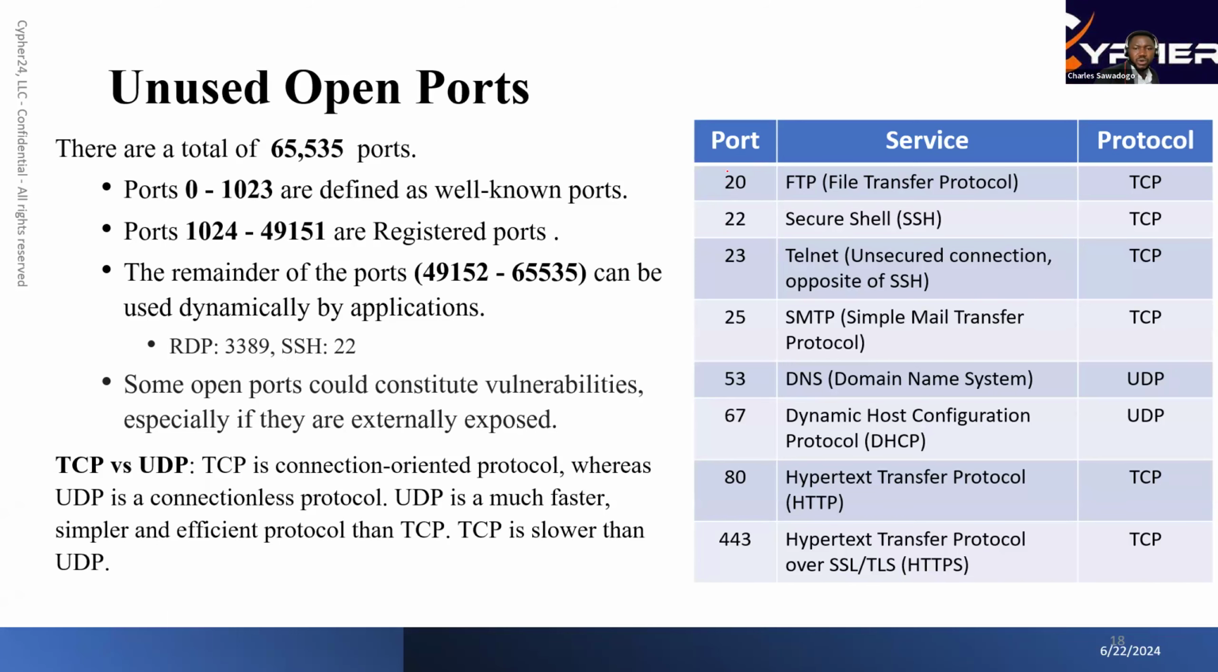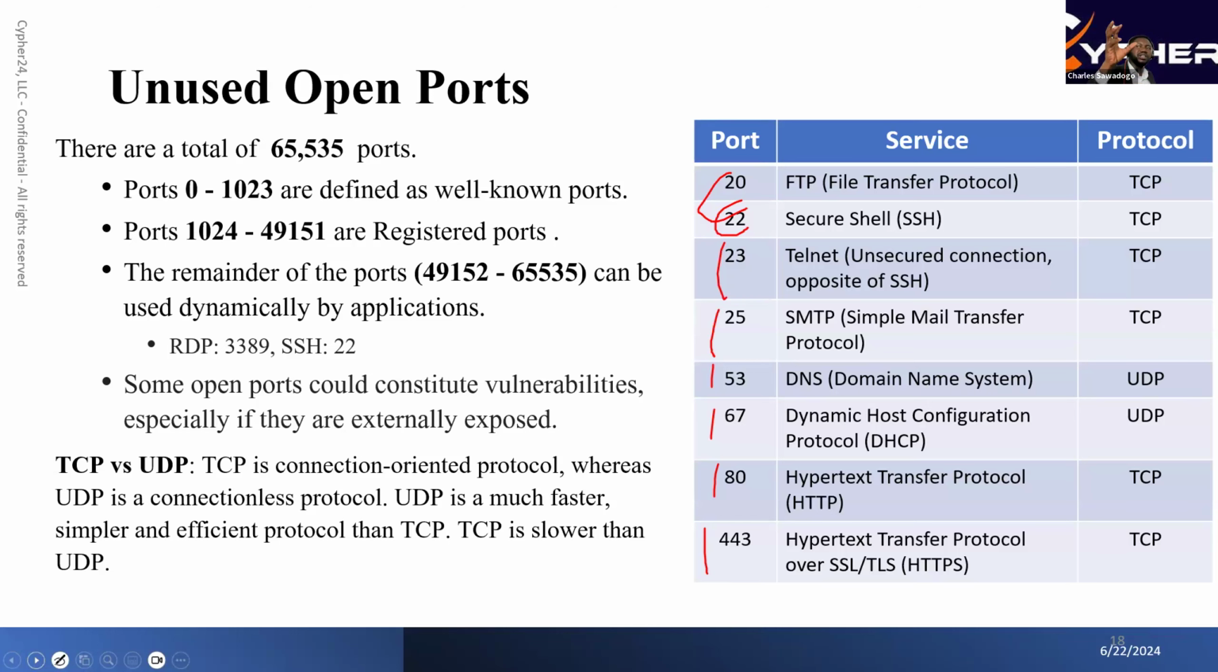For example, port 20 is FTP, port 22 is SSH, port 23 is Telnet, port 25 is SMTP, 53 is DNS, 67 is DHCP, 80 is used for HTTP, and HTTPS uses 443. The protocols that they use are here. Some ports use TCP while some use UDP. You should be able to remember those, or at least learn from them. We will see them more, but this is just to introduce you to what ports are.